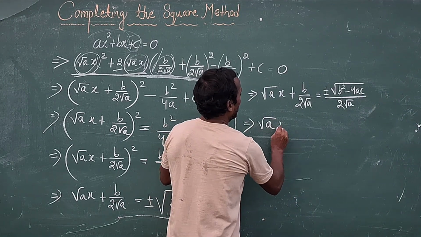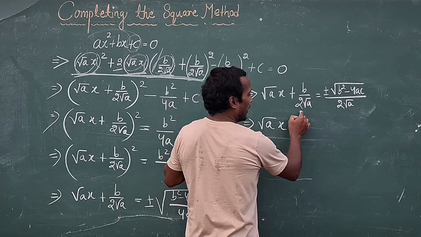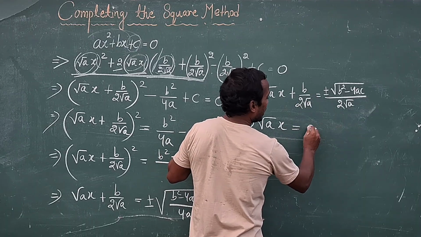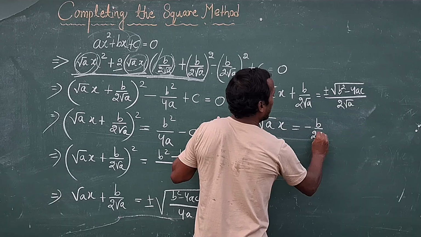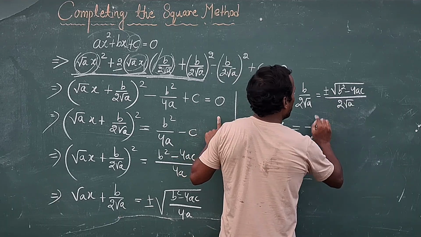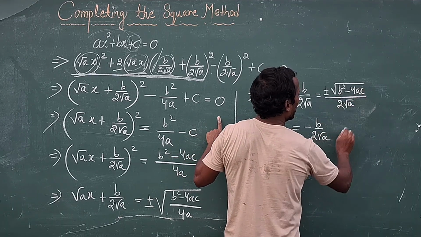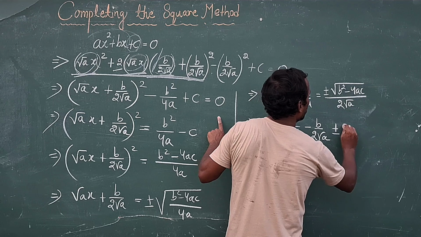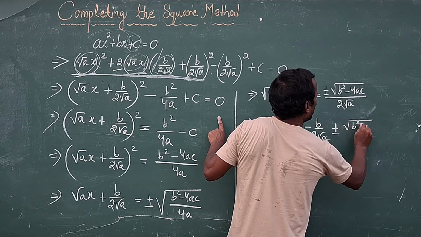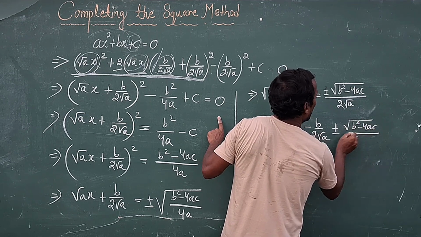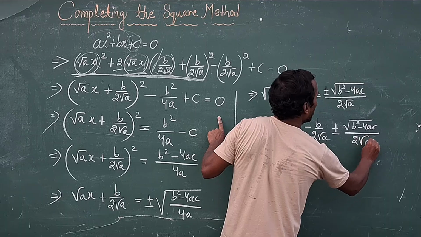Root a x plus b by 2 root a we have on the left side. I am shifting that to the right side. It will become minus b by 2 root a, and I already have plus minus square root of b square minus 4ac by 2 root a. Okay.